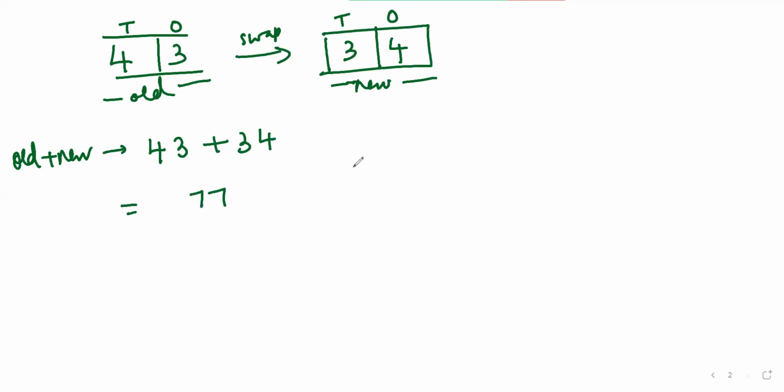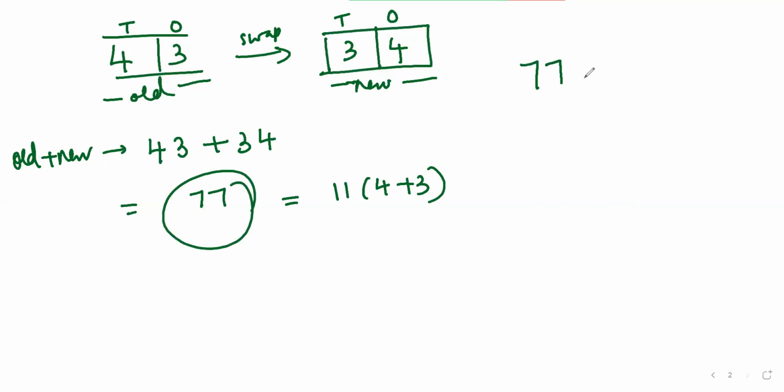Okay. So that I can write as 11 into 4 plus 3, which means this 77 number is divisible by 11, isn't it? It is also divisible by the sum of the digits. Sum of the digits are 4 and 3. So 4 and 3, which is 7. So this is it.